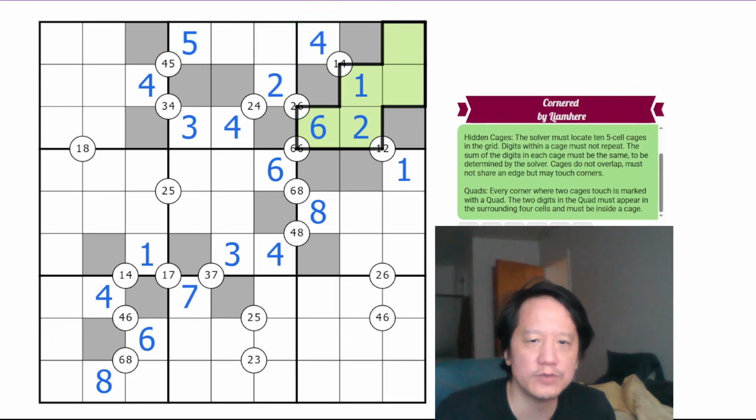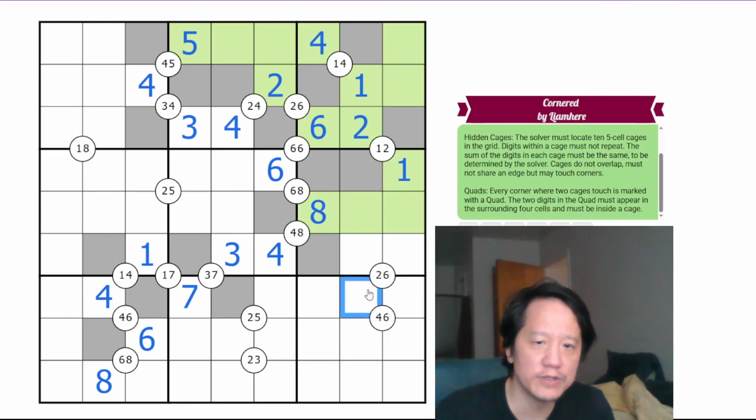I guess we don't really need the boundaries because we just need the colorings, right? So this is a cage. This is a cage. That's 2 cages. This has to be a cage here. And this has to go out somewhere here, so it must extend. So that's 4.